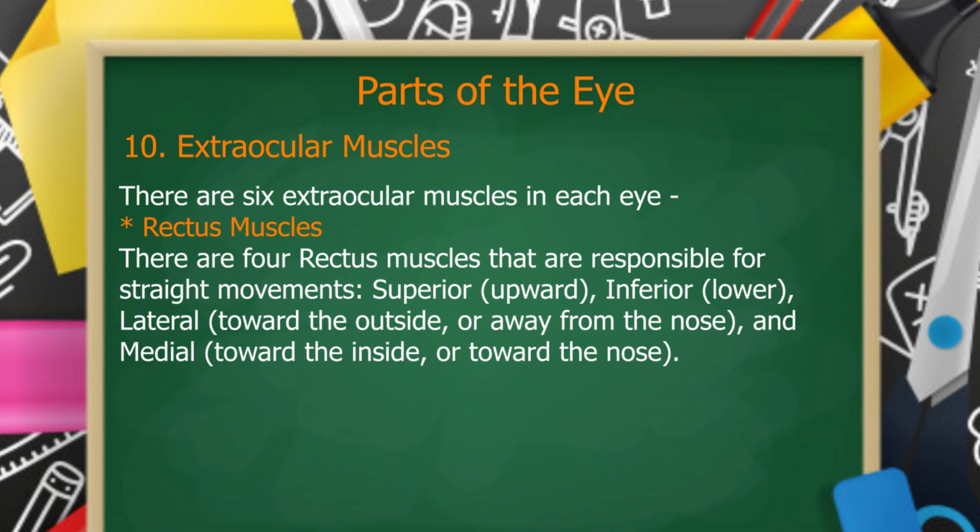Extraocular muscles. There are 6 extraocular muscles in each eye. Rectus muscles. There are 4 rectus muscles that are responsible for straight movements: superior, upward; inferior, lower; lateral, towards the outside or away from the nose; and medial, toward the inside or towards the nose.